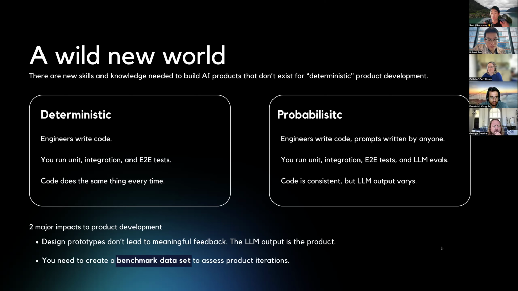The other piece is that you need to create a benchmark data set to assess the product iterations. You need to decide what questions you're going to use to grade the output every time you make a change. That question set can change, but is often static. It's like, this is my benchmark. Every time I make an iteration or a change, I have to ask how the LLM performed on the questions I've already created. This is the benchmark data set, basically.